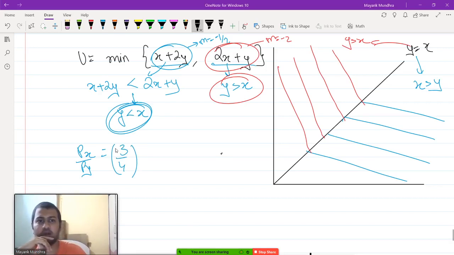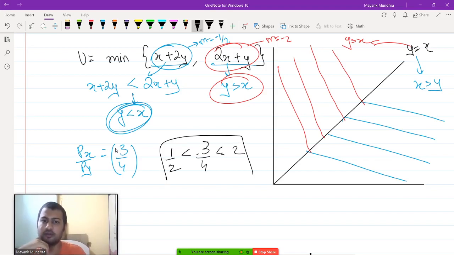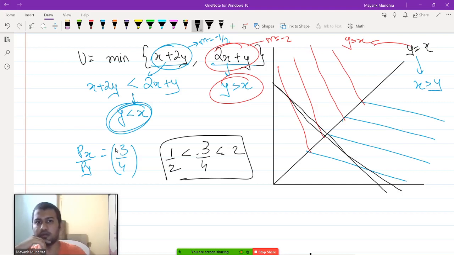So a representative budget line. Here the slope is 2, here the slope is half. So the actual budget line has slope 3 by 4, and 3 by 4 is less than 2 and greater than half. So it will be something between these two. Okay, so it will look like this.